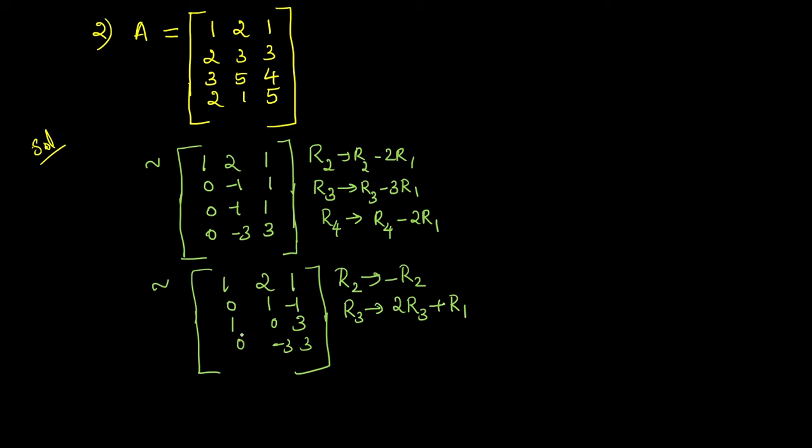Now we have to make the first element of the third row 0. For that, we use the row transformation R3 gives R3 minus R1 and it becomes 0 minus 2 2.